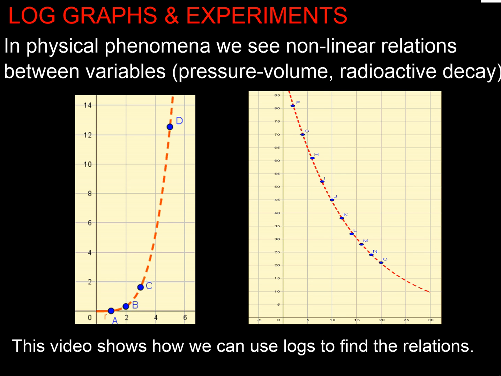Hello, this video covers using log graphs in experiments to find the relationships, or particularly the constants in relationships between variables. We see lots of physical phenomena where there are non-linear relationships: pressure, volume, radioactive decay, and for each of them, if we graphed our results, we would get a curve like this. What we want to do is make use of log graphs to get straight lines, because we've got techniques for finding best fits or doing regression lines. So let's work our way through the principles in the first video.